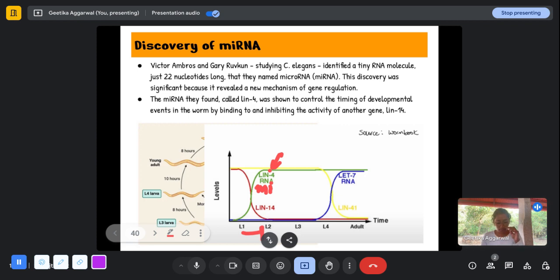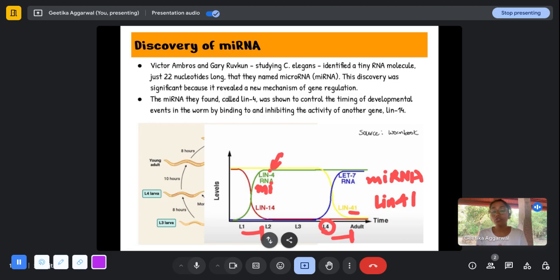And then later they also found that for going from L4 to adult, there is this lin41 which is required. Lin41 is essential for converting from L4 to adult. But this was not happening, and the larva was stuck in the L4 stage. That was because of the presence of another miRNA, which is called LET7. And this LET7 was inhibiting the formation of Lin41. So this is how these microRNAs were actually discovered in C. elegans. And for this discovery, Ambrose and Ruvkun got a Nobel Prize. And that is how we got to know about microRNA.